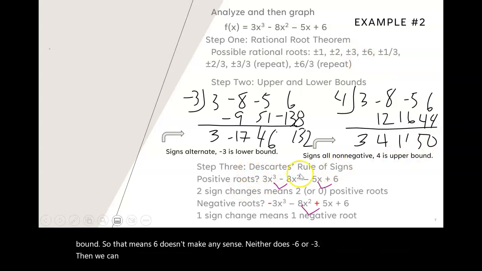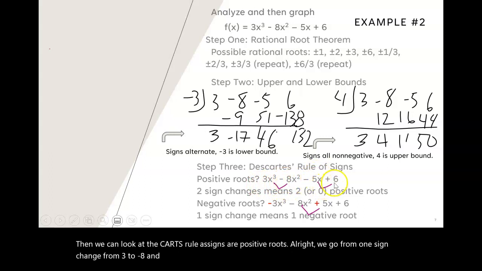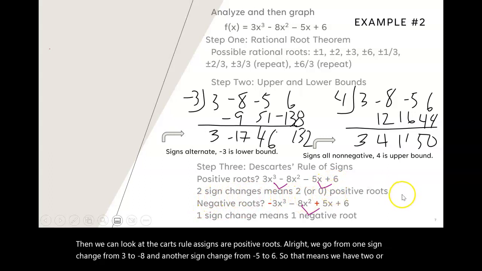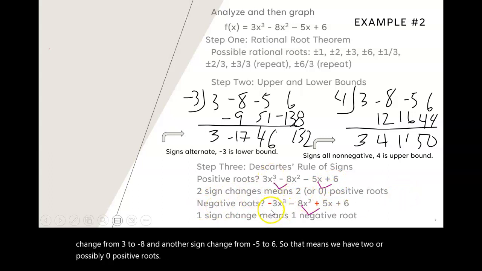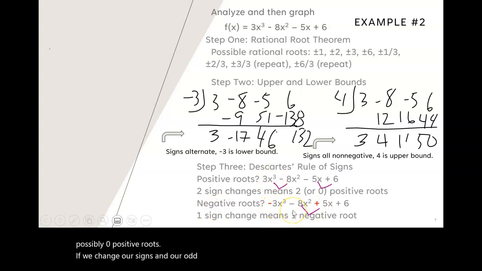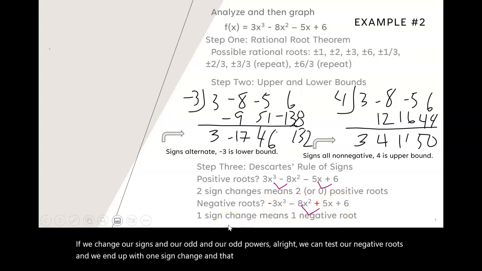Then we can look at Descartes' rule of signs, our positive roots. All right, we go from 1 sign change from 3 to -8, and another sign change from -5 to 6. So that means we have 2 or possibly 0 positive roots. If we change our signs on our odd powers, all right, we can test our negative roots, and we end up with 1 sign change, and that means we have to have a negative root.